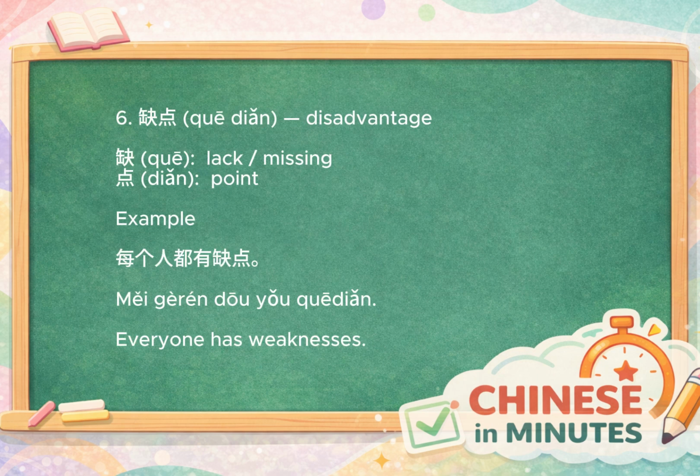The sixth word is 缺点. This means disadvantage or weakness. It is made up of 缺, meaning missing or lacking, and 点, meaning point. Literally, it means missing point, and in real usage, it refers to weaknesses or problems. For example, 每个人都有缺点 means everyone has weaknesses. This word is extremely common in both casual speech and formal contexts.